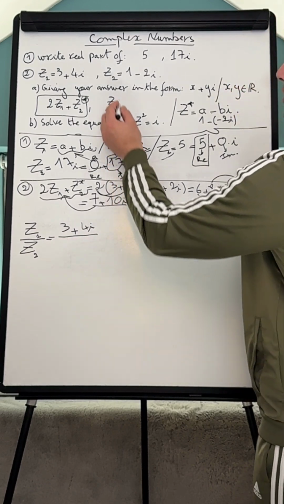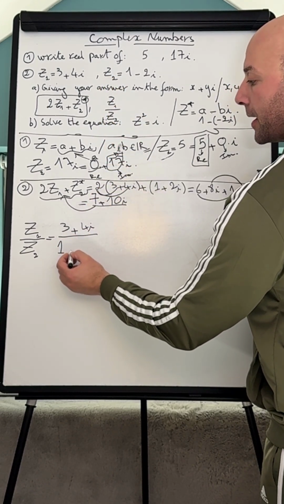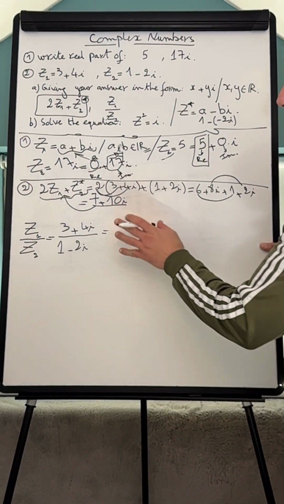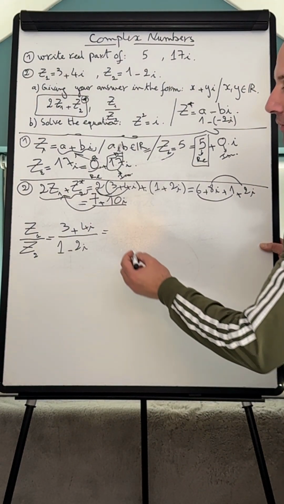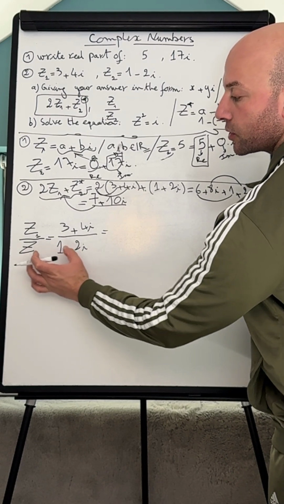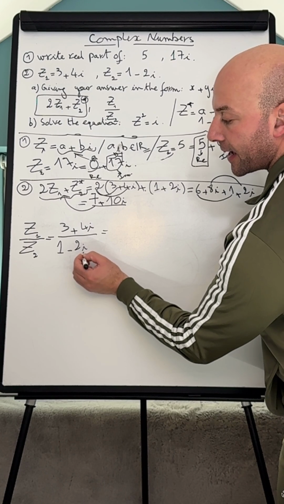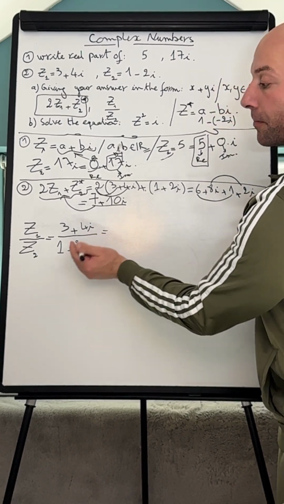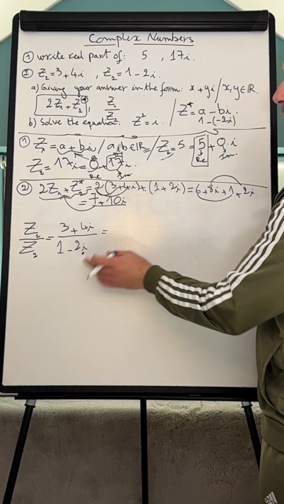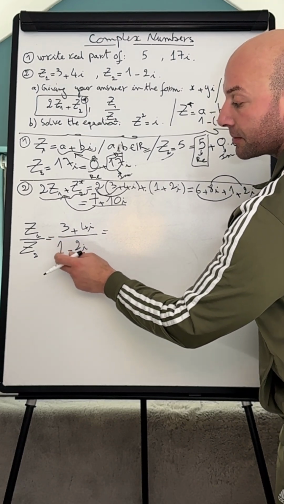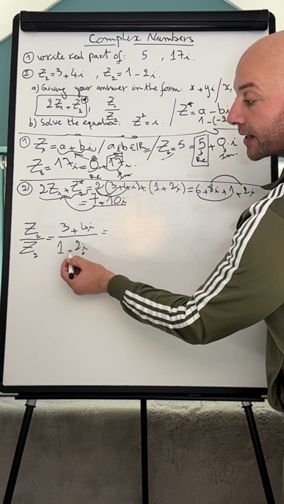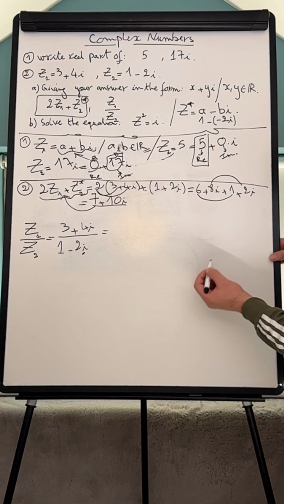It's what we've been asked to do: divide by 1 minus 2i. Then what you have to do is write it using the conjugate of z2. You need to get rid of i from the bottom of the fraction. It doesn't matter on the top, but on the bottom we have to get rid of i. To get rid of i, you have to multiply by the same number, but the conjugate.